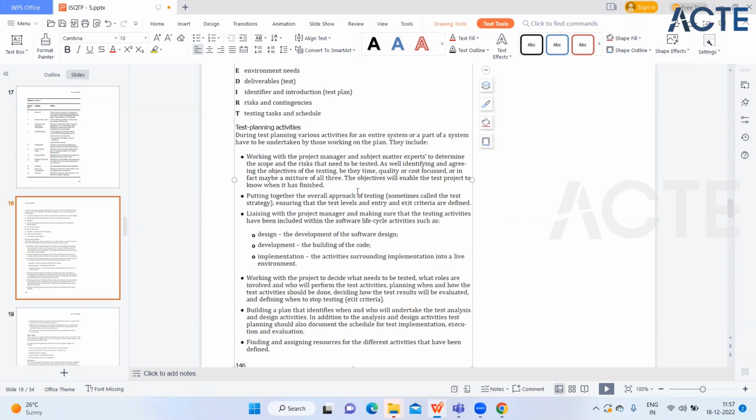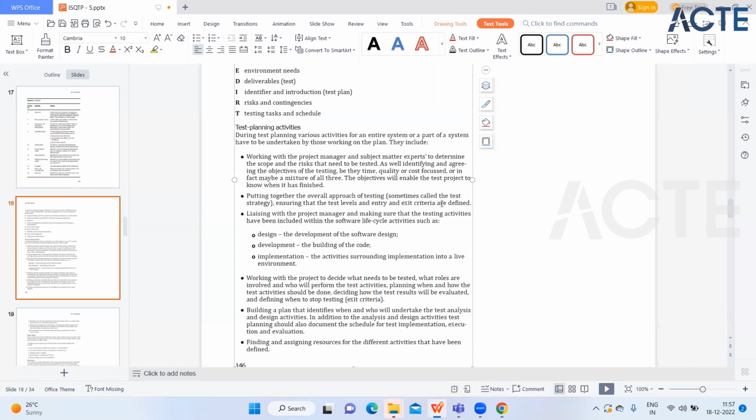We have already seen the elements. Now they are just explaining what things we have to define there. For example, the risk, or we can say the quality, the time, everything we have to define under the test plan document. Now, putting together the overall approach of testing, ensuring that the test levels and entry and exit criteria are defined. This is very important.